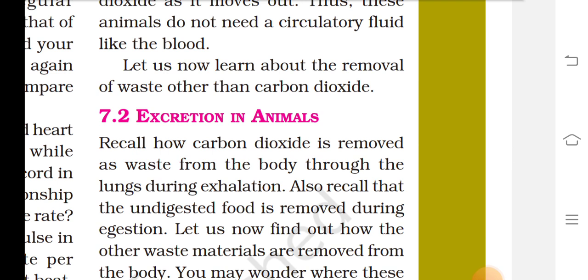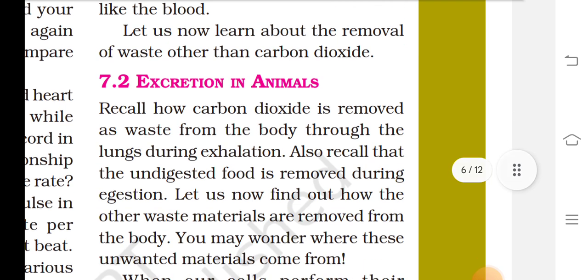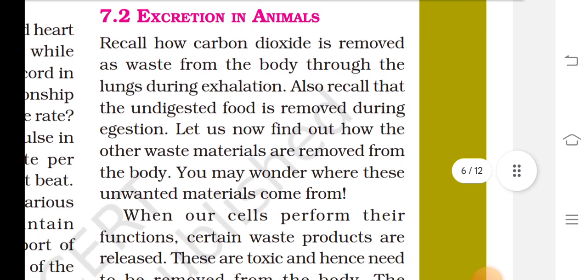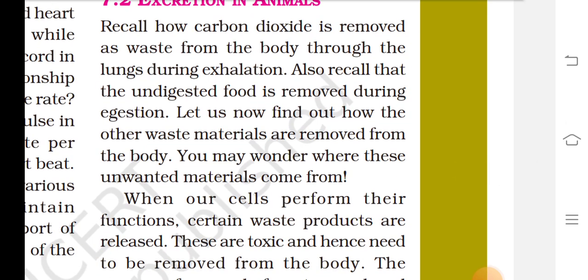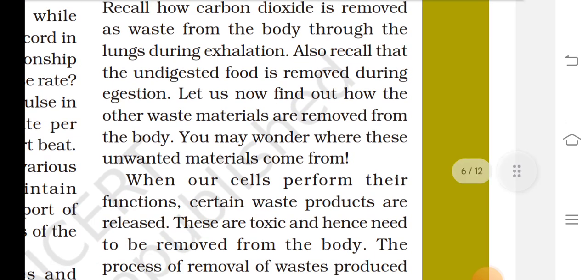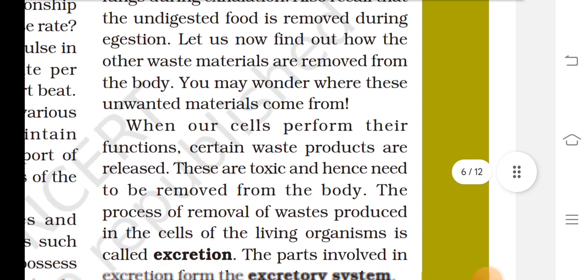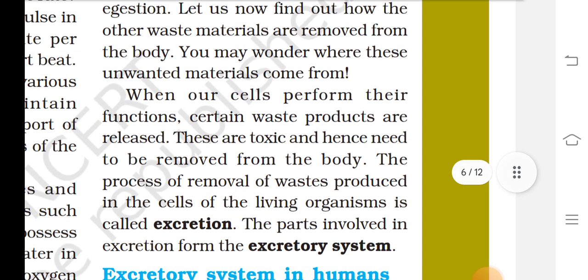Let us now learn about the removal of waste other than carbon dioxide. Excretion in animals. Recall how carbon dioxide is removed as a waste from the body through the lungs during exhalation. Also recall that undigested food is removed during egestion. Let us now find out how the other waste materials are removed from the body.